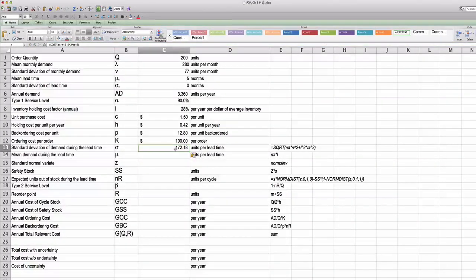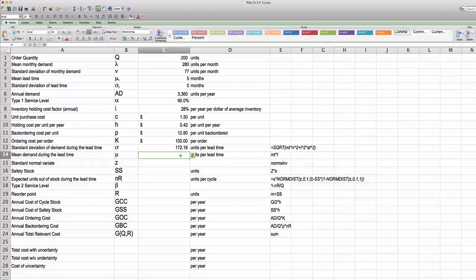Just remember what this actually means. It's the square root of average lead time multiplied by the variance of demand, and I'm adding it to the product of average demand volume squared multiplied by the standard deviation of lead time. Again, you have to make sure you measure everything within this formula in the same increments of time.